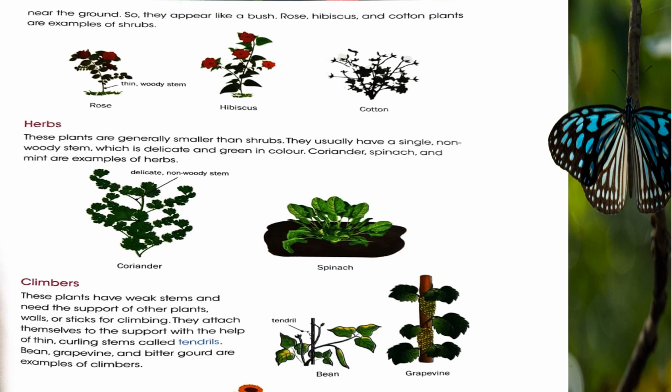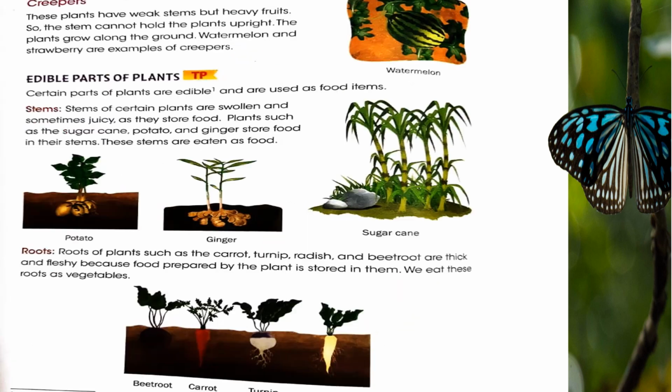Climbers. These plants have weak stems and need the support of other plants, walls, or sticks for climbing. They attach themselves to the support with the help of thin, curling stems called tendrils. Bean, grapevine, and bitter gourd are examples of climbers. Creepers. These plants have weak stems but heavy fruits, so the stem cannot hold the plants upright. The plants grow along the ground. Watermelon and strawberry are examples of creepers.